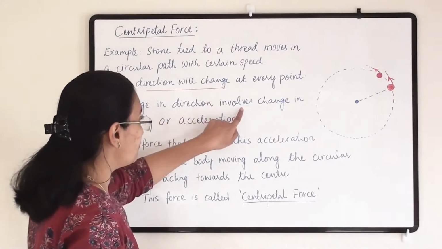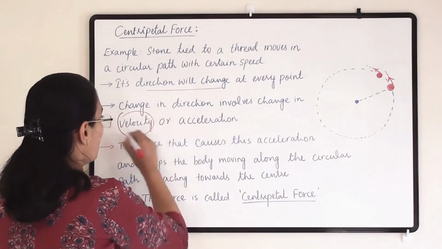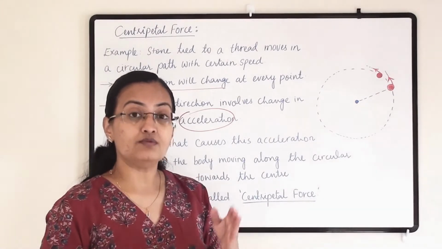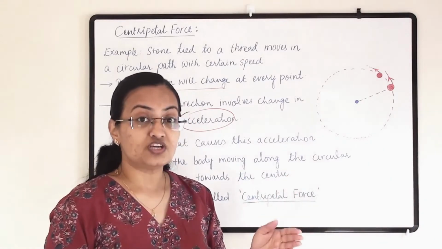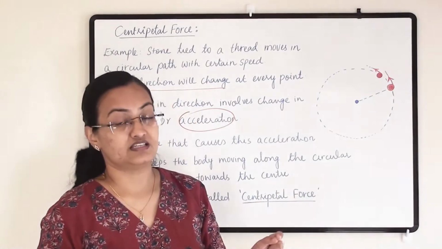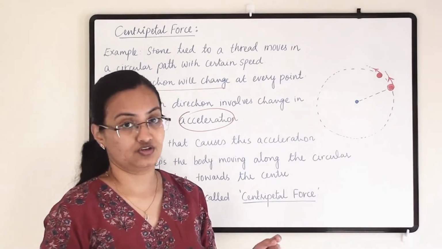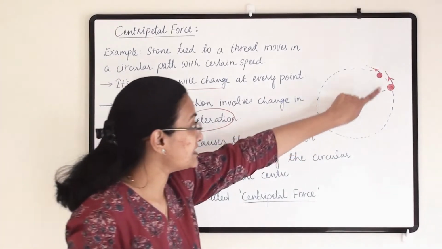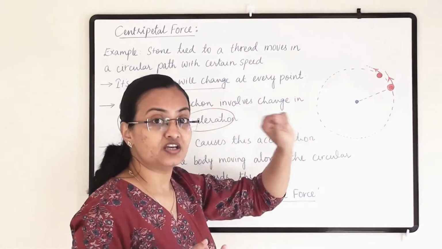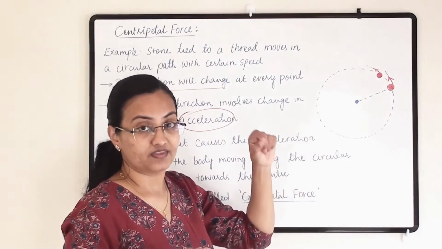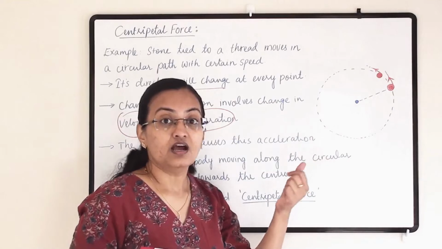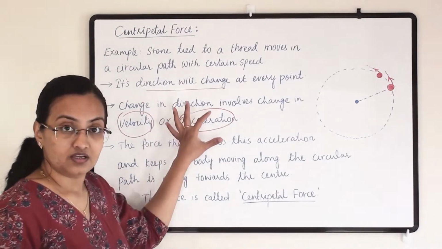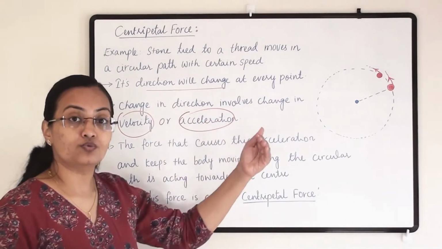Change in direction involves a change in velocity or acceleration. When we change the direction of any moving object, it also changes its velocity or its acceleration. Direction alone we cannot change. So when we give a circular motion to any object and it takes a circular path, at each and every point its direction will change, and since its direction changes, either velocity or acceleration will also change. This is natural. It automatically changes along with the direction.